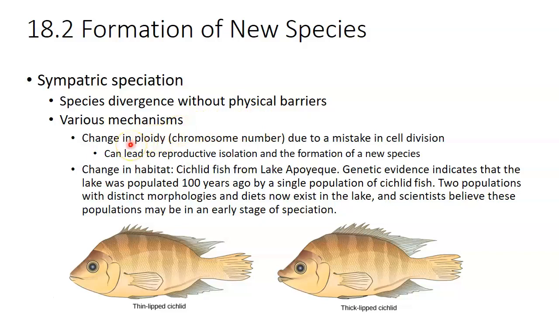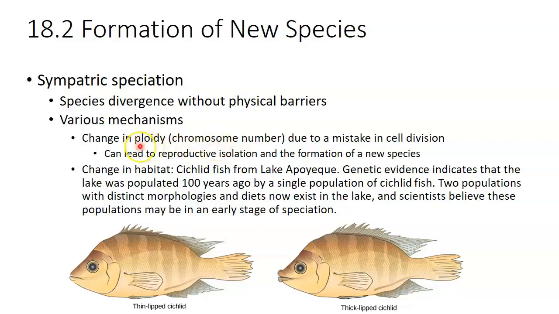The first might be a change in ploidy. This is not common in animals, but it is really common in plants. So let's say that meiosis takes place, which produces gametes, or spores in plants, which eventually develop into gametes. If there is a mistake in cell division that leads to the production of gametes that don't have the right chromosome number, we're used to saying that those cells wouldn't make it, right? But in other species, especially some plant species, that's not true.